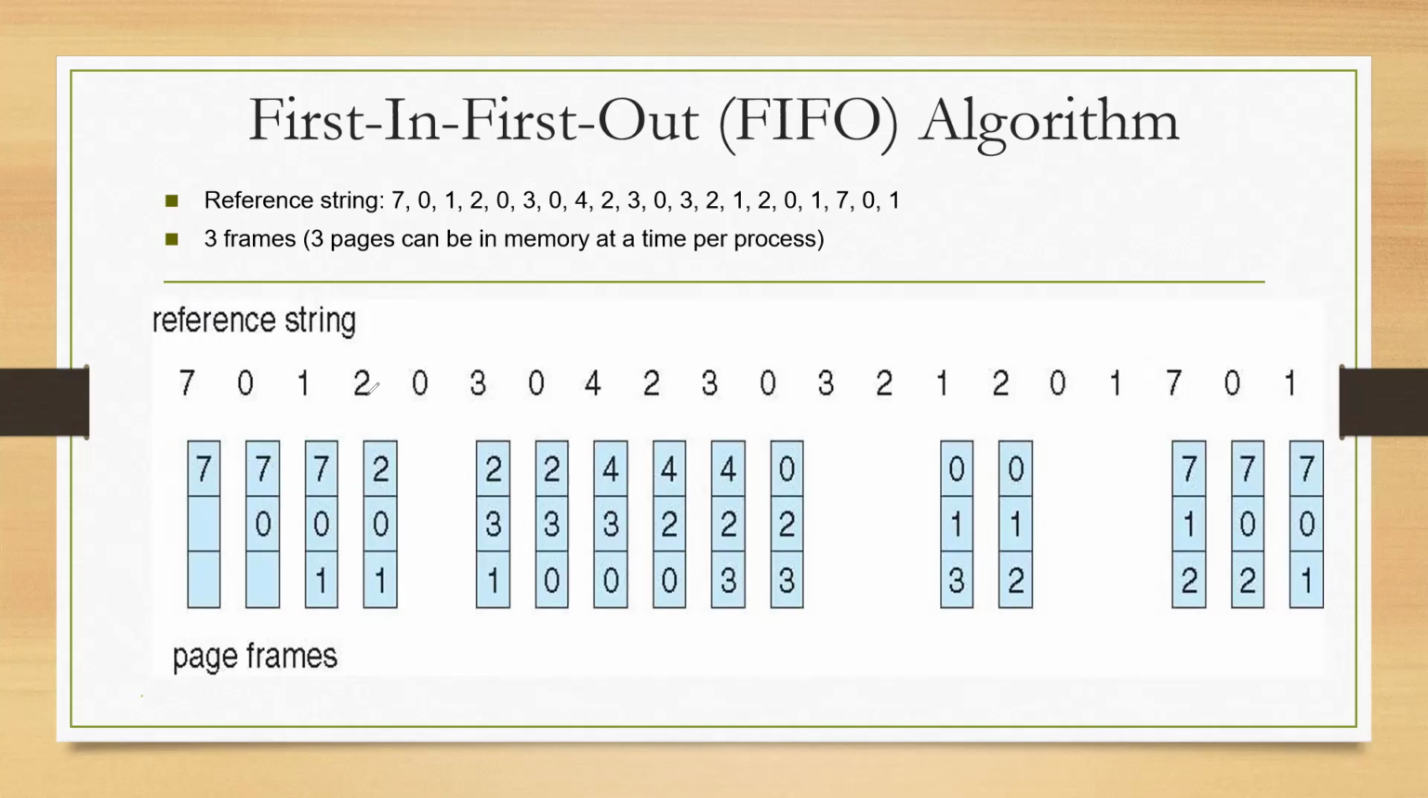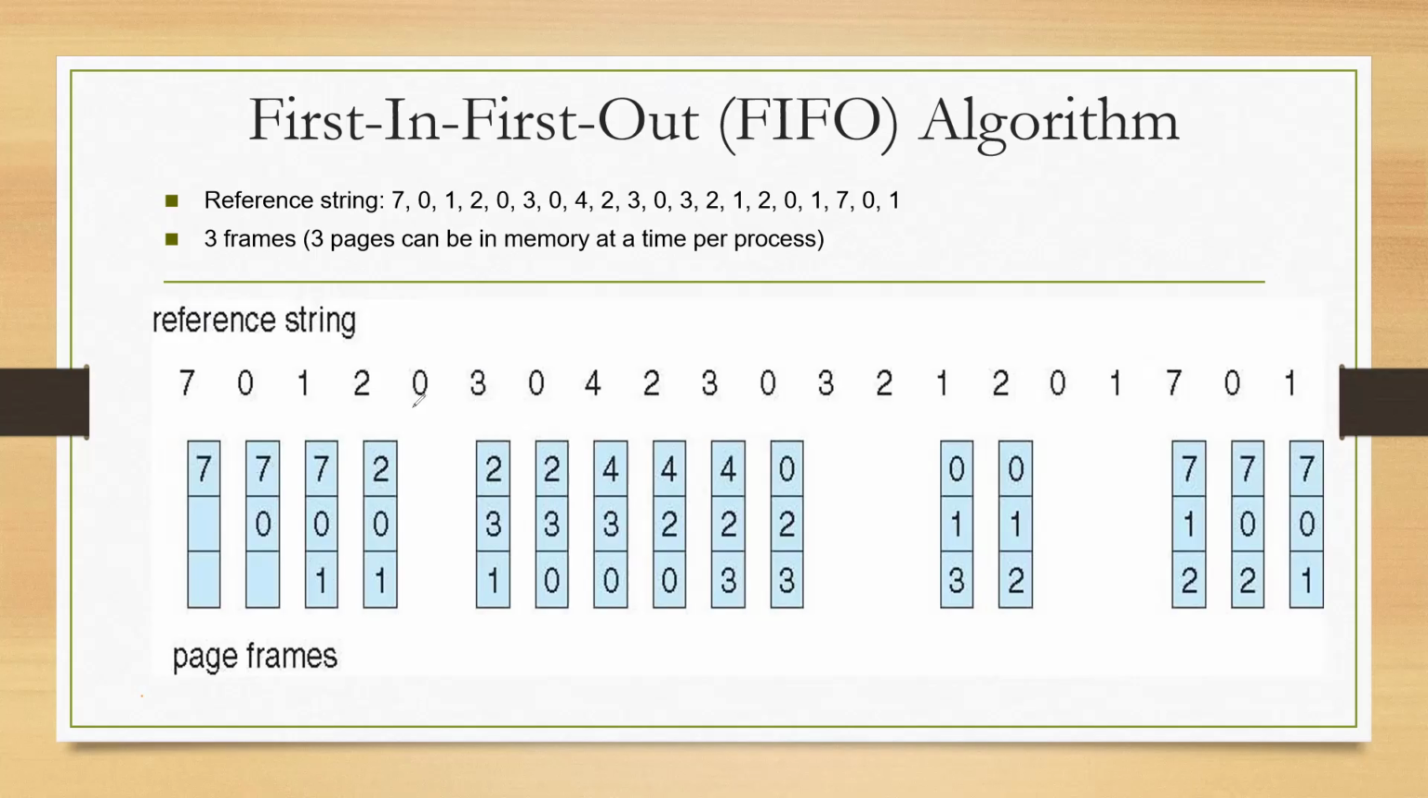Then the next string is 2. 2 is not available in the page frame, but the page frame size is already full. So we have to apply the algorithm. Here the algorithm name is First In, First Out. Which one will be removed first? Which one was inserted first? 7 was inserted first, then 0, then 1. So instead of 7, you can place 2. So this is also another page fault. So far there are 4 page faults.